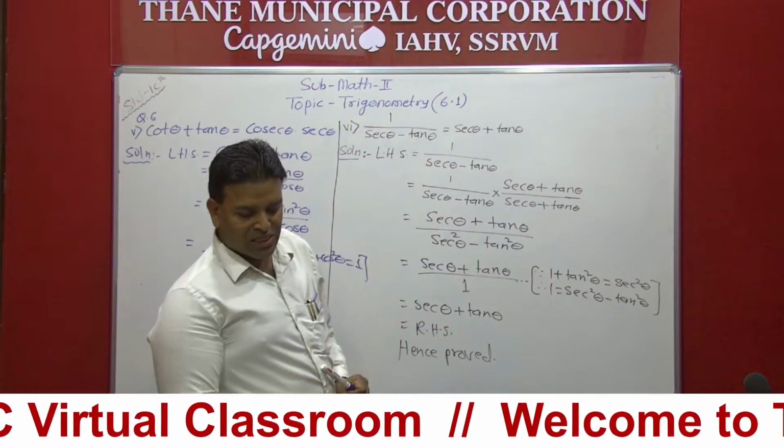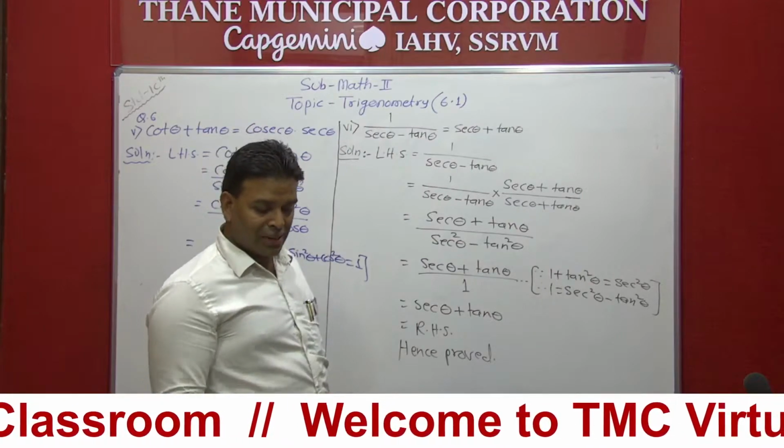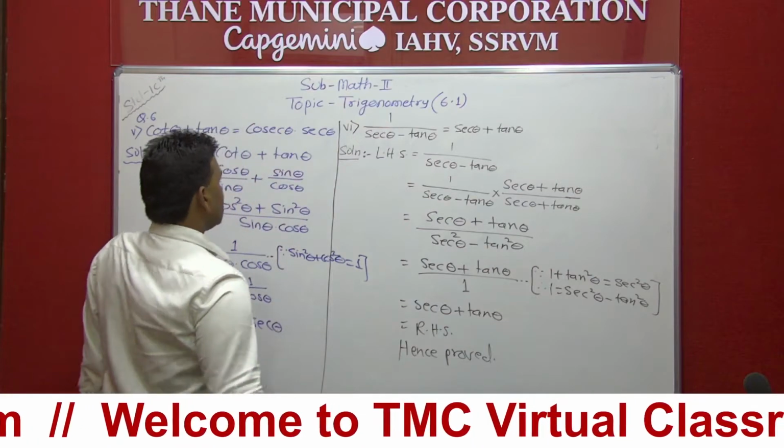The next question is question number 7. Now in question number 7 there is a small correction. So let me write down the question which is given in the textbook, then I will do the correction. Now let me rub this one first.